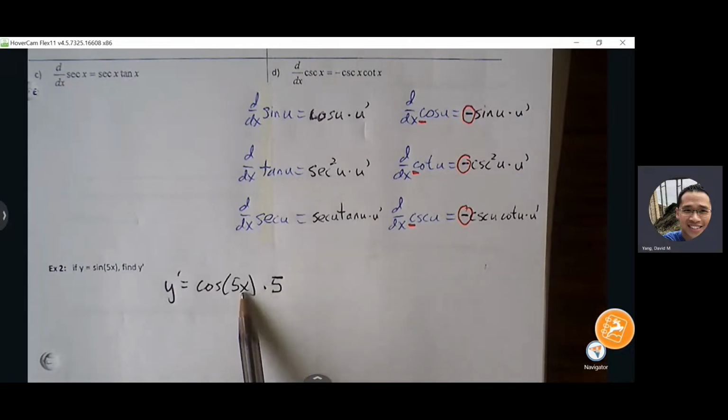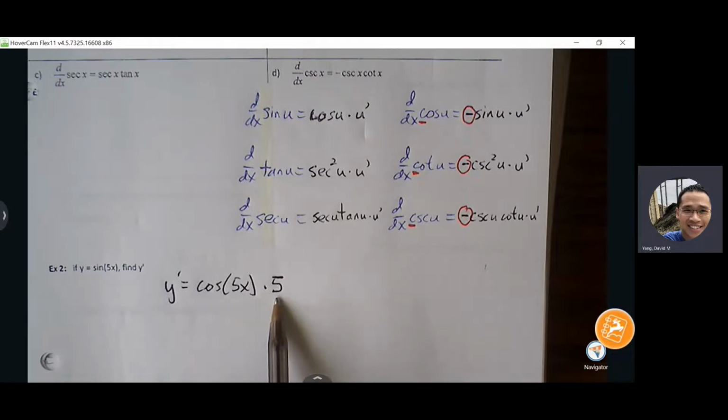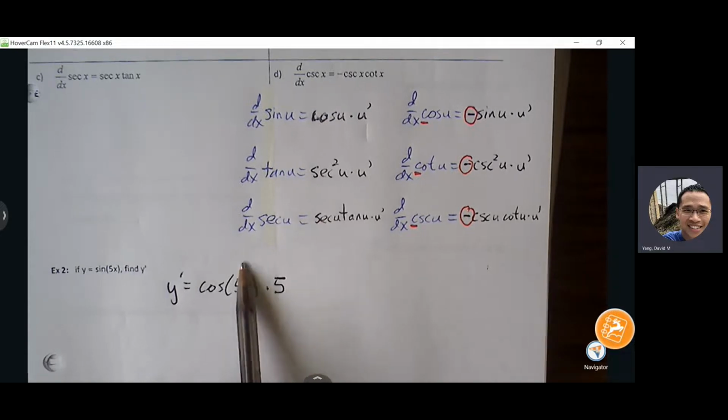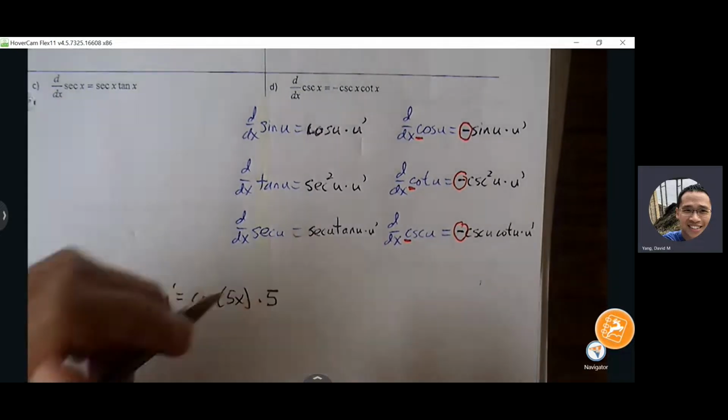Now, are these in the same spots, the 5x and the 5? No, the 5x is inside the trig function. This 5 is outside. We can't merge them and call it 25x. Okay, the best we can do is push that 5 out in front as a coefficient.